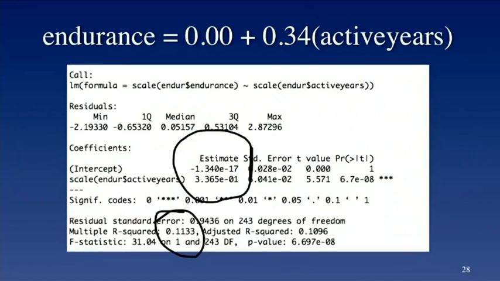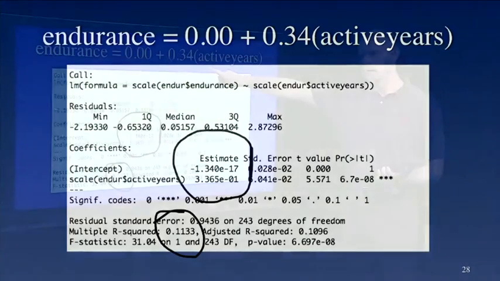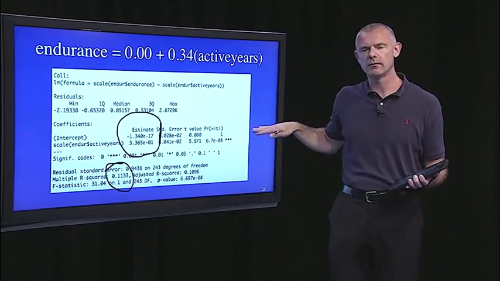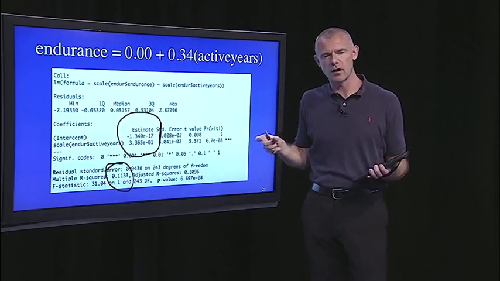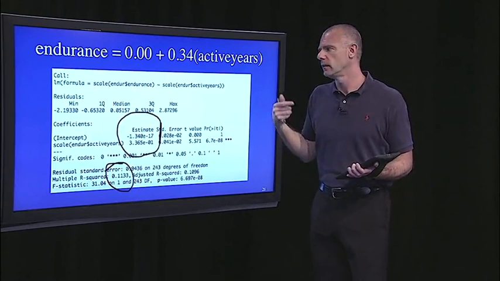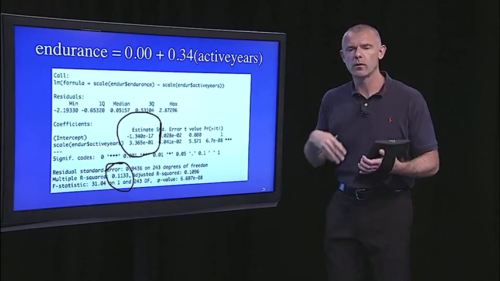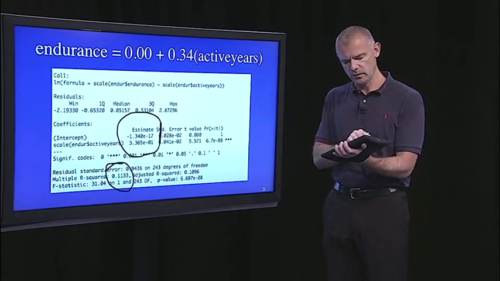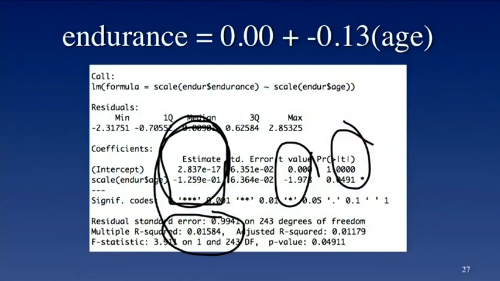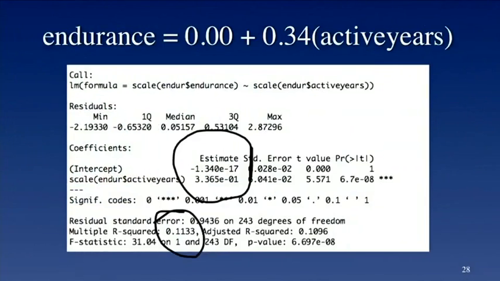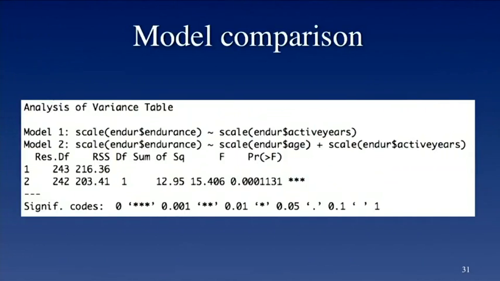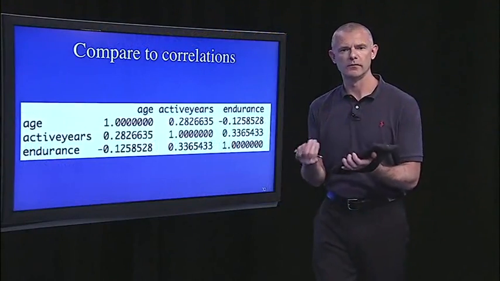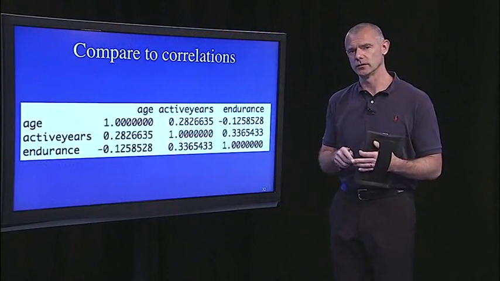Let me just go back. There's that 0.34. This is when I put active years in the regression equation by itself, and I used the scale function in R to get the standardized regression coefficient. The standardized regression coefficient, 0.34, matches the correlation. So it's just a way of checking your work. So these things match up. When we did it with age, it was negative 0.13. Did it with active years, it was 0.34. Then after my model comparisons, I ran the correlation matrix, and there you see the same values. It's just a way of checking to make sure that we did those standardized regression coefficients correctly.